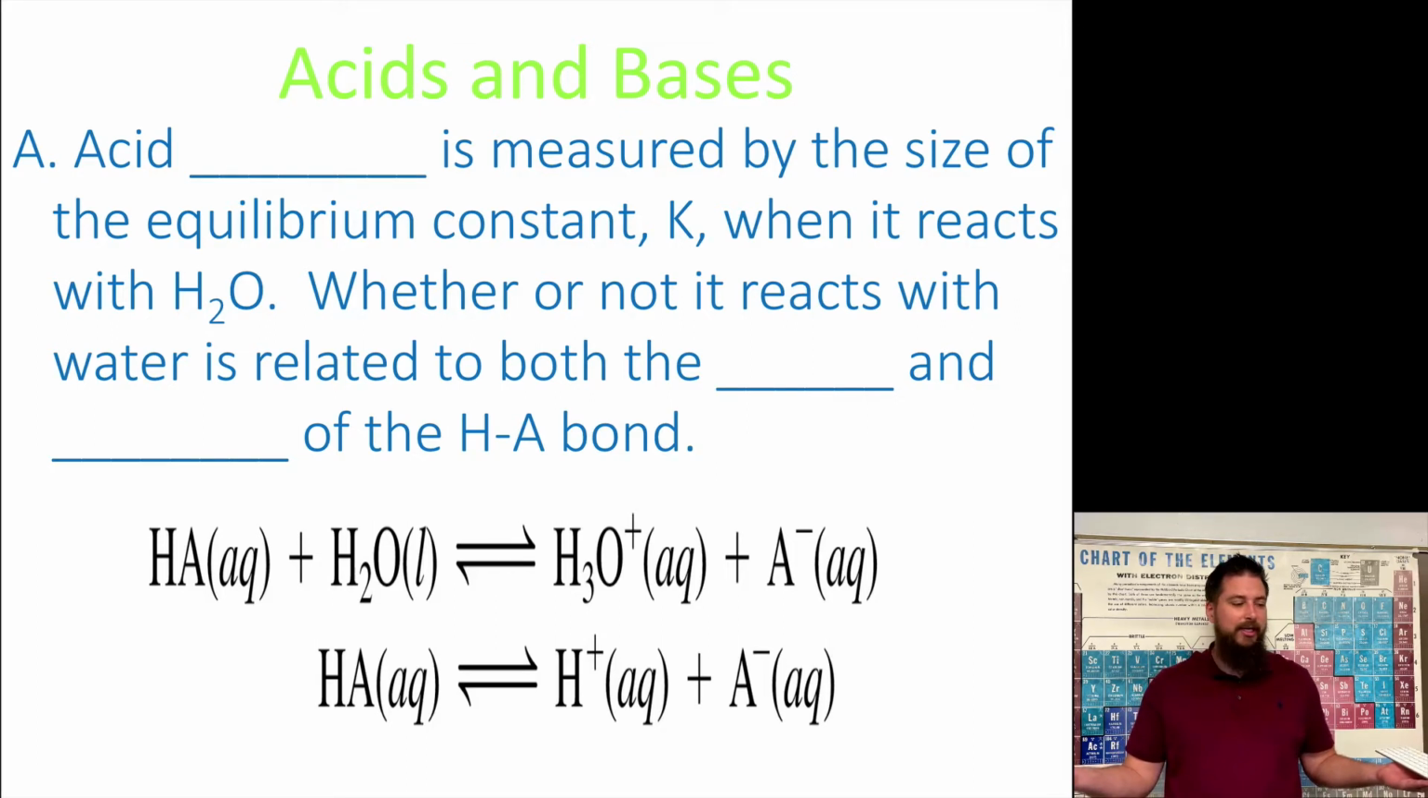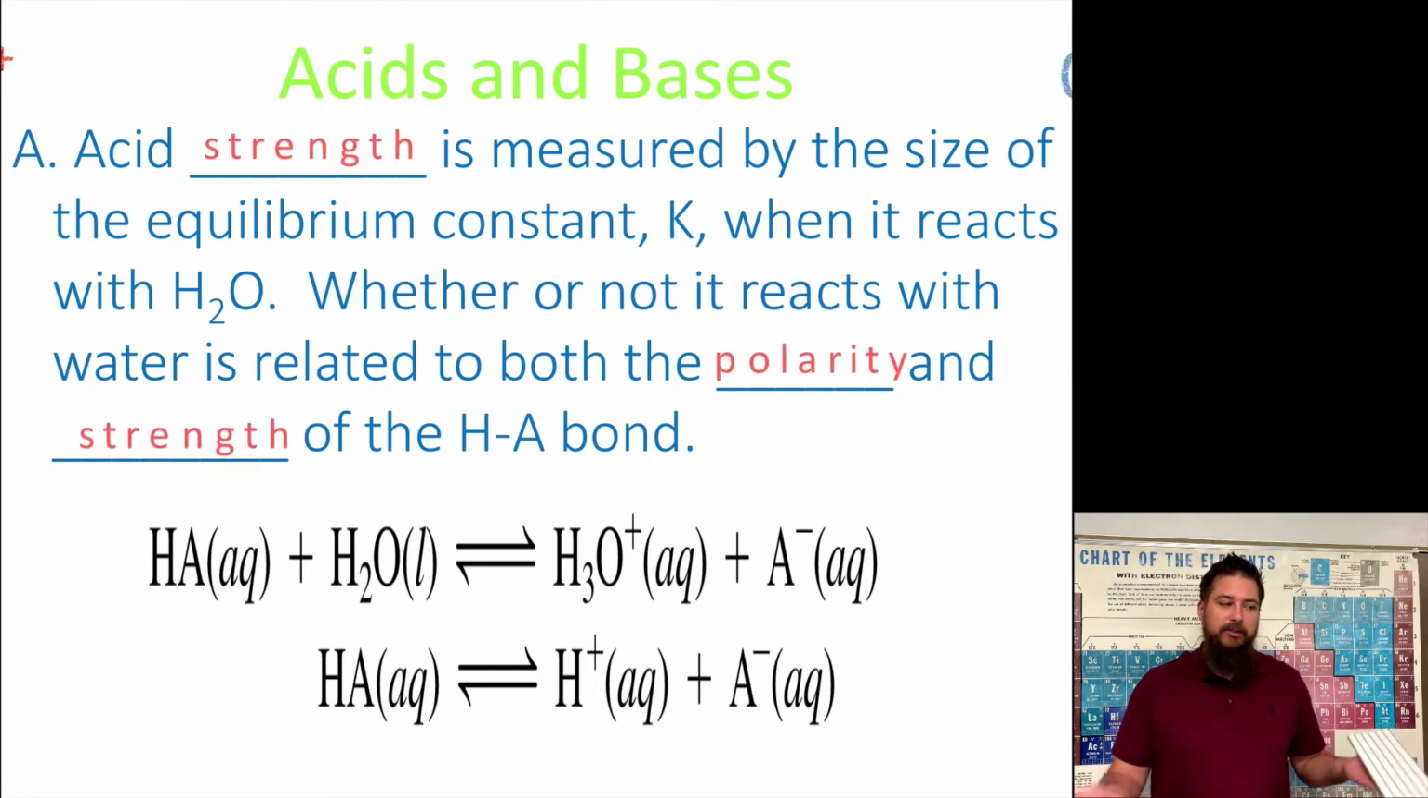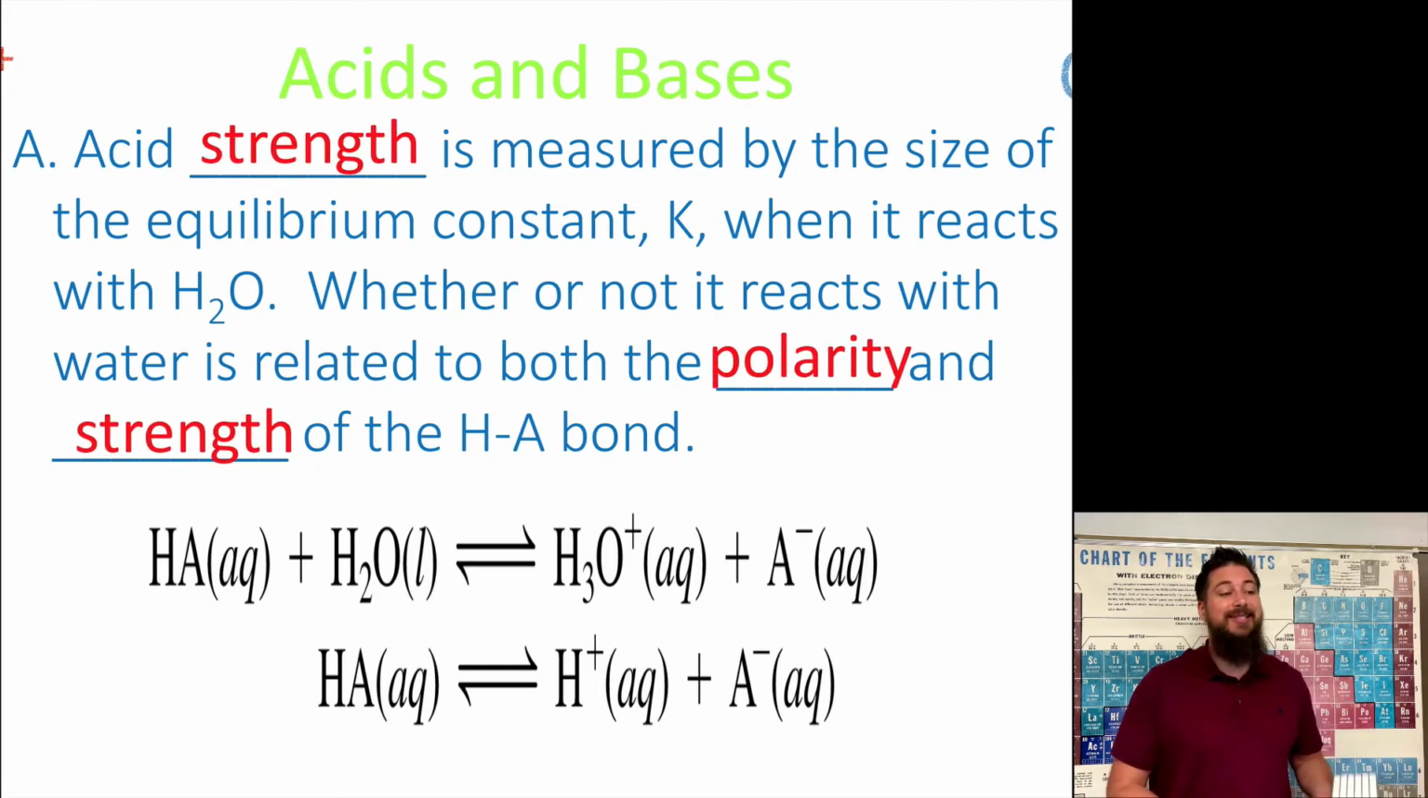All right, let's go ahead and talk about the strength of acids and bases. So we're going to talk about strong acids and weak acids, and strong bases and weak bases. And so acid strength is measured by the size of the equilibrium constant, which is K. And that's when it reacts with water.